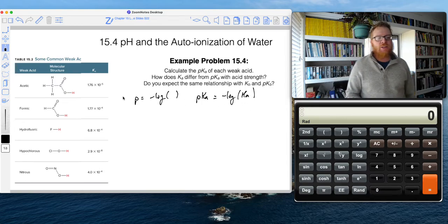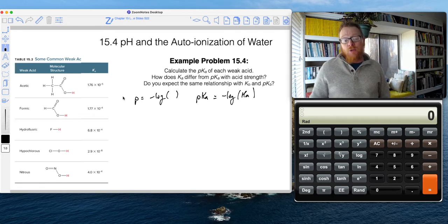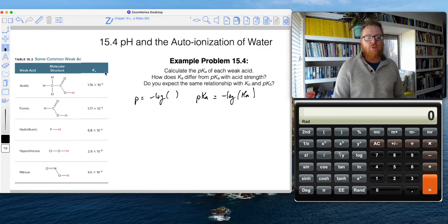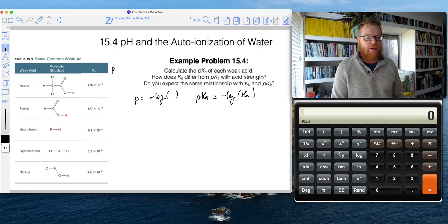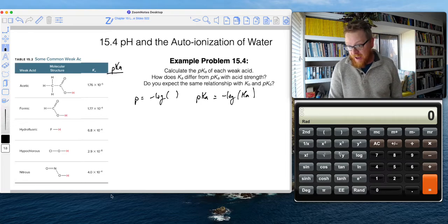And why is that useful? Well, that's useful because instead of having to regurgitate this 1.76 times 10 to the negative 5, if we turn that into a pKa, then the number is much easier to deal with. And you'll see what I mean here in a moment. So let's calculate all of these pKa values.